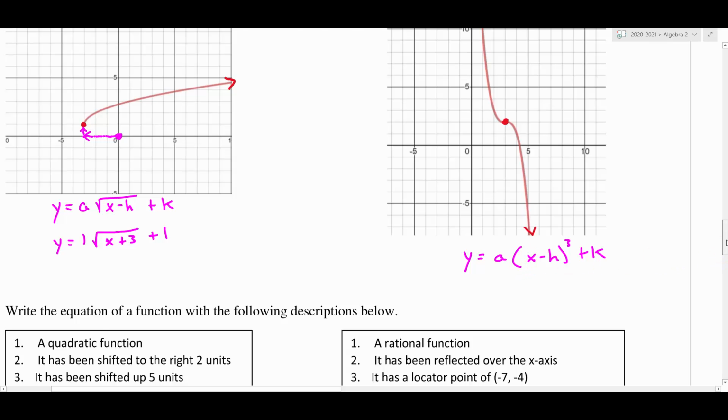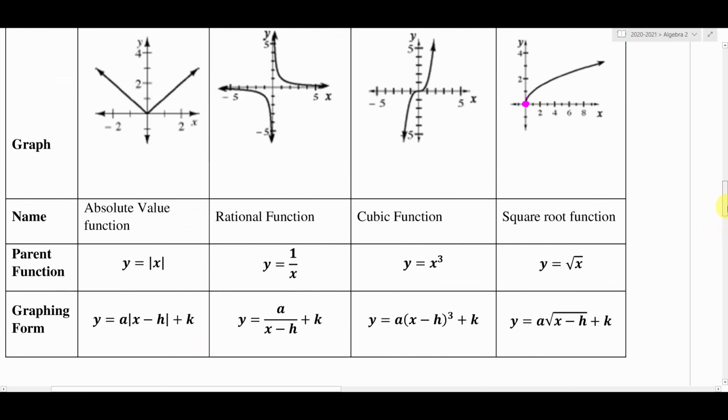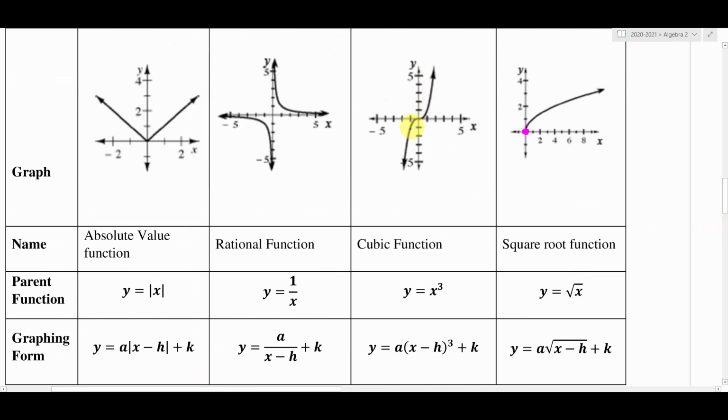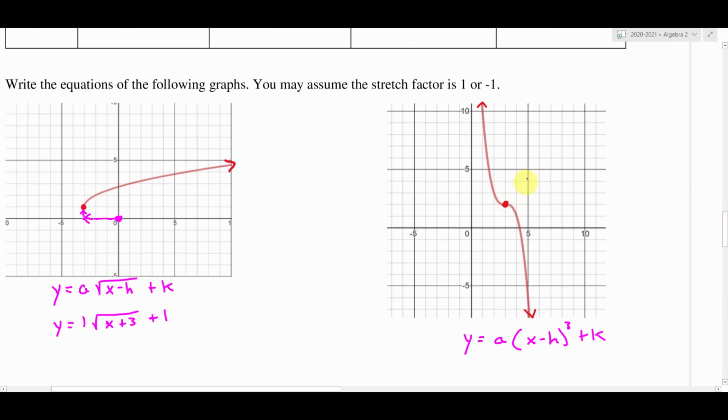Okay, I'm going to start with the a value. Now, I look at this and I have to ask myself, has it been reflected? One of the things that I do is I come up here and I remember this is my parent graph. This is what it looks like before I've done any reflections. So normally it opens up to the right. If it had been reflected, it would be opening up to the left. It would be opening up over here. Okay, so I'm going to take a look at my graph here, and I notice that it's not opening up to the right of the locator point, it's opening up to the left. So this would be something that has been reflected.